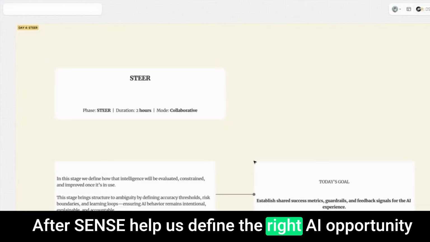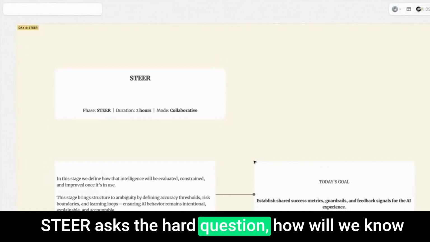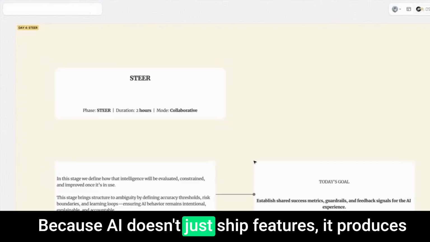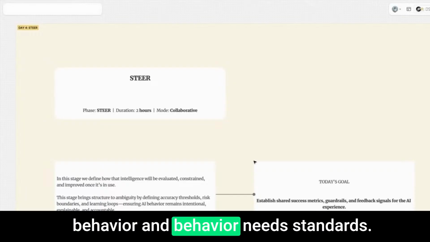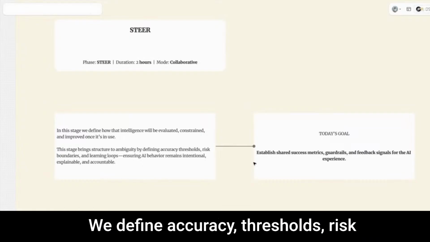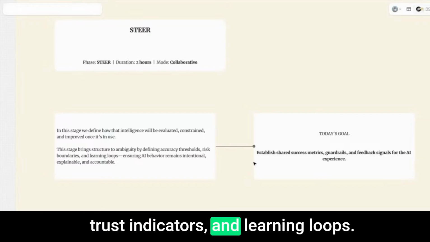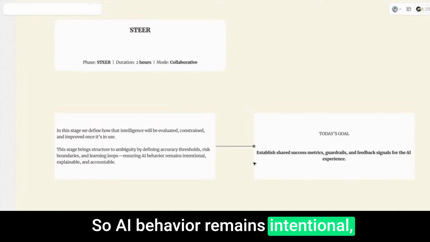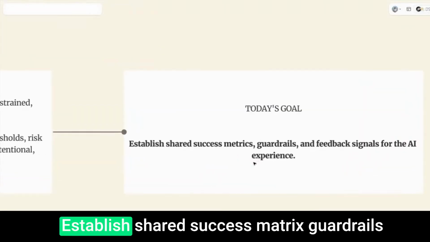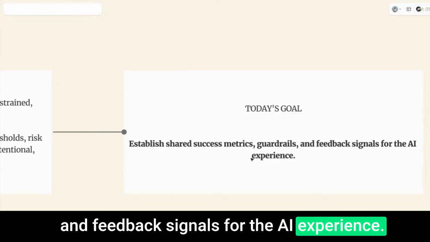After Sense helps us define the right AI opportunity and Shape helps us design the experience, Steer asks the hard question: how will we know this AI is actually working the way we intended? Because AI doesn't just ship features, it produces behavior, and behavior needs standards. In this stage, we bring structure to ambiguity. We define accuracy thresholds, risk boundaries, usability expectations, trust indicators, and learning loops. So AI behavior remains intentional, explainable, and accountable. The goal is simple: establish shared success metrics, guardrails, and feedback signals for the AI experience.